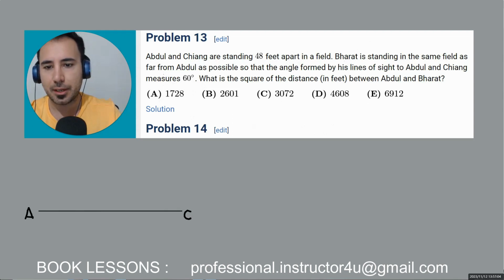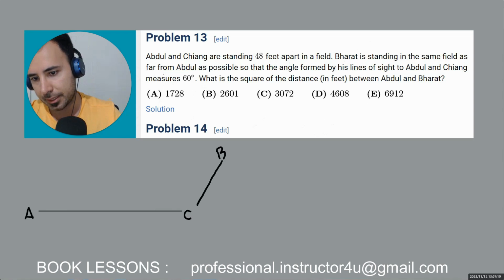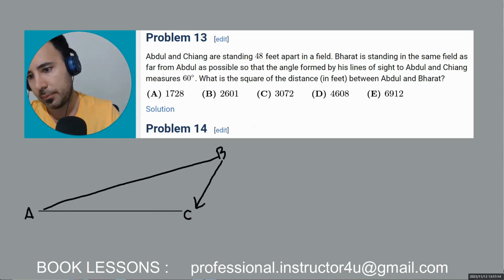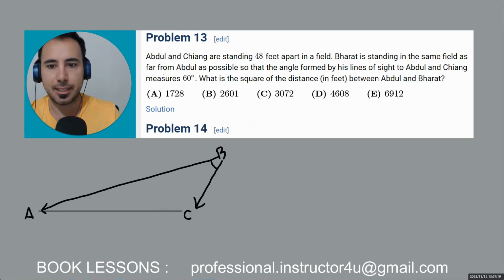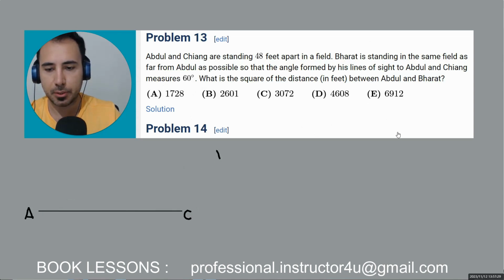So we have this person B, and the eyesight will be, for example, if B looks at C this way and B looks at A this way, it will create an angle. Now here it says that this angle should be 60 degrees. So we just have to realize where actually B is supposed to be.